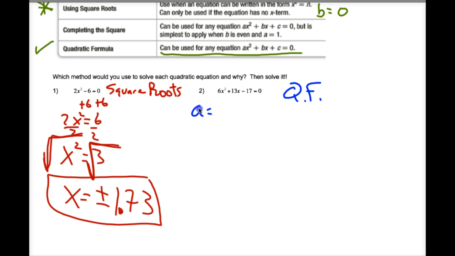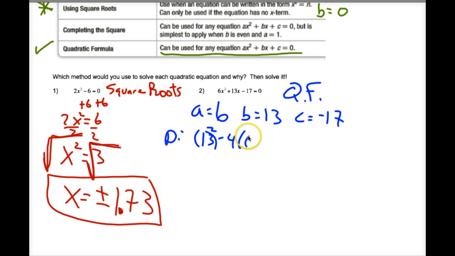Okay, Briggs, what are A, B, and C at number 2? 6, 13, and negative 17. Nice. All right, so we're gonna do b squared. We're going to find the what's that word called, guys? We're finding first the discriminant. Everybody say it. Discriminant. B squared. Use parentheses.